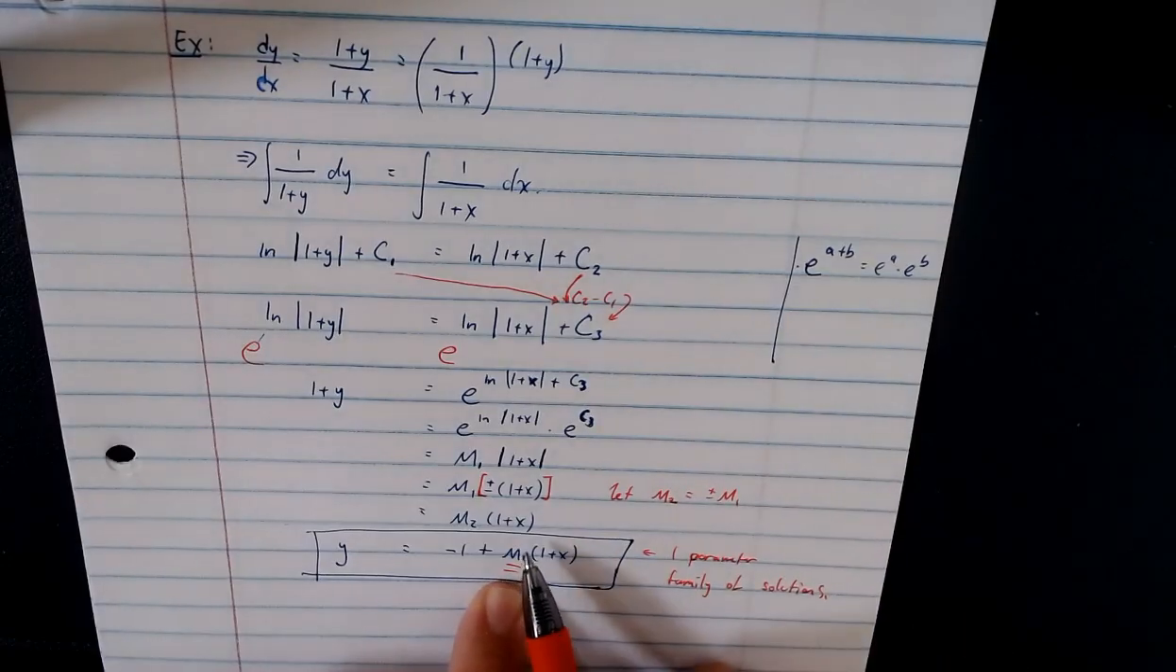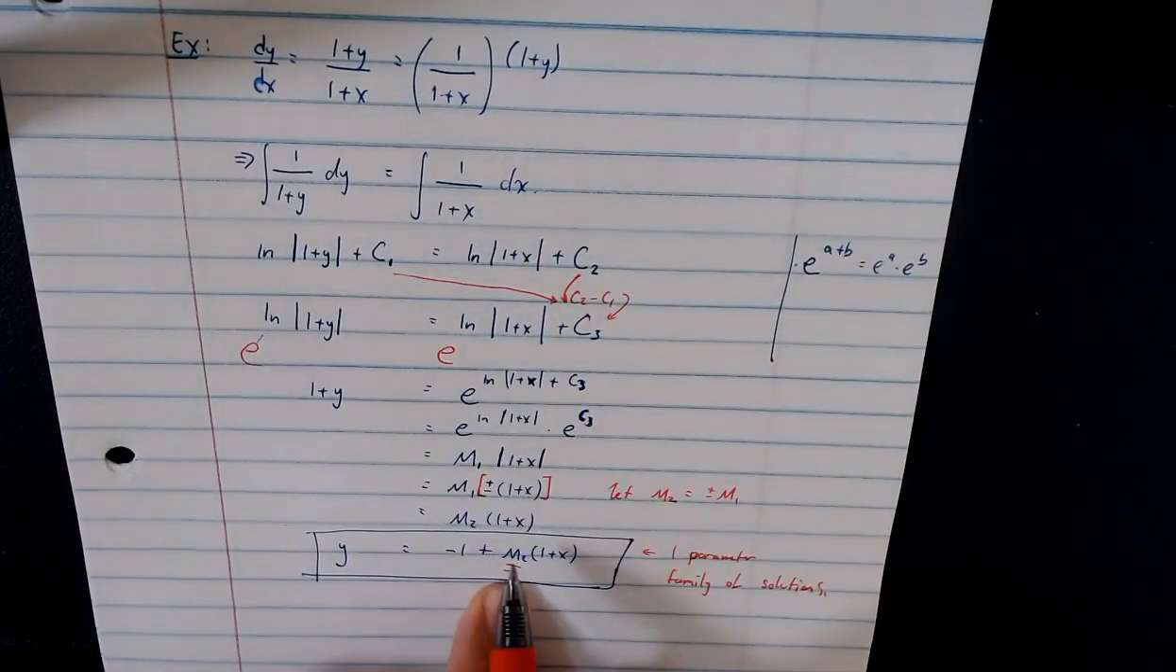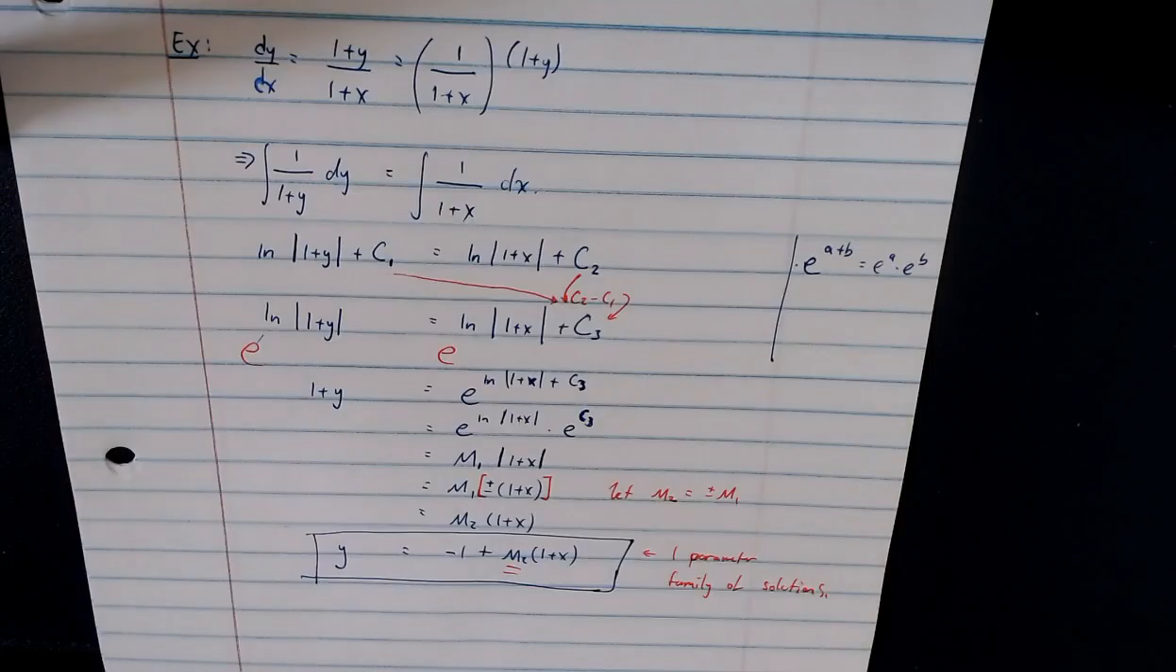That is to say, any number you want to plug in right here will work. If you plug in 17, that will work as a solution. If you plug in 4, if you plug in 9 million, doesn't matter. Any real number right here will work as a solution.